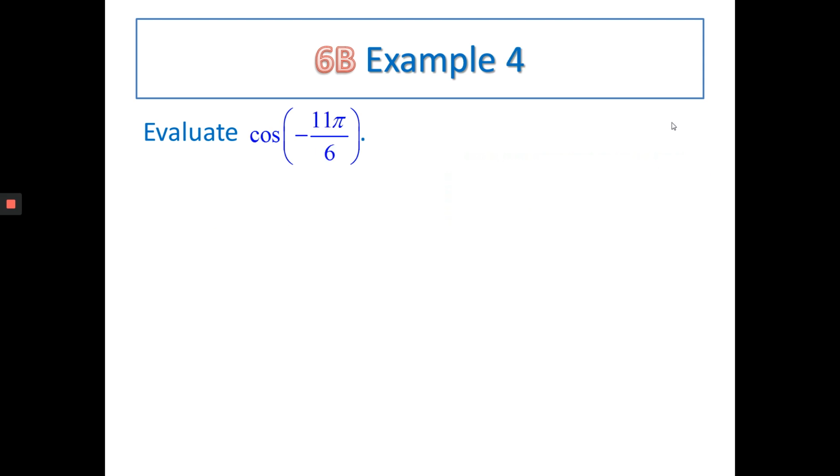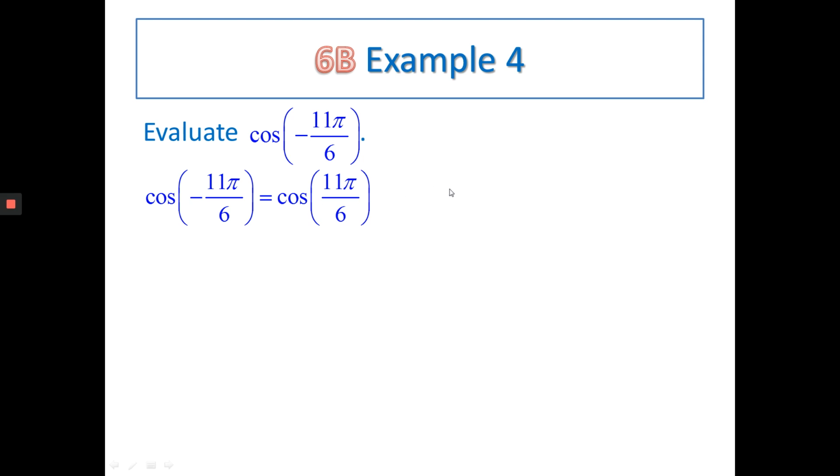Okay, moving on to our second last example, example number 4. To evaluate the cos of negative 11 pi on 6, we first need to use a negative angle formula. One of the negative angle formulas is that cos of negative theta is simply cos of theta. In other words, cos doesn't care about negatives inside it. So let's first get rid of the negative, which is cos of 11 pi on 6.